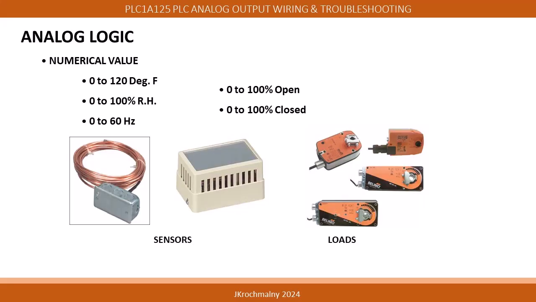Where digital logic involves technology having only 2 states of condition, analog logic involves technology that provides or receives a value. Temperature sensors, damper actuators, and variable frequency drive motors all use values for their operation and are considered analog logic technology.